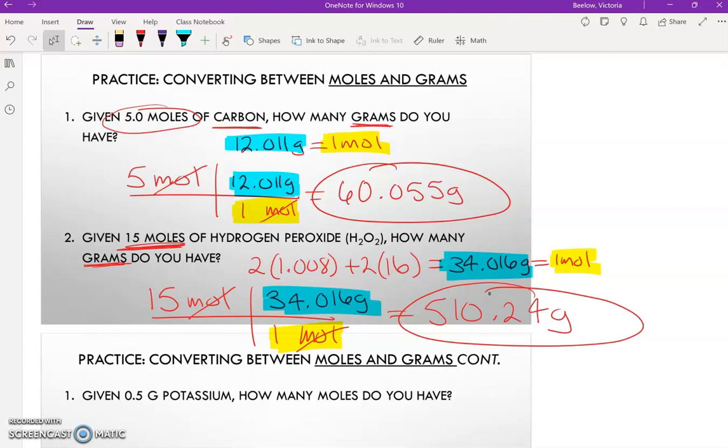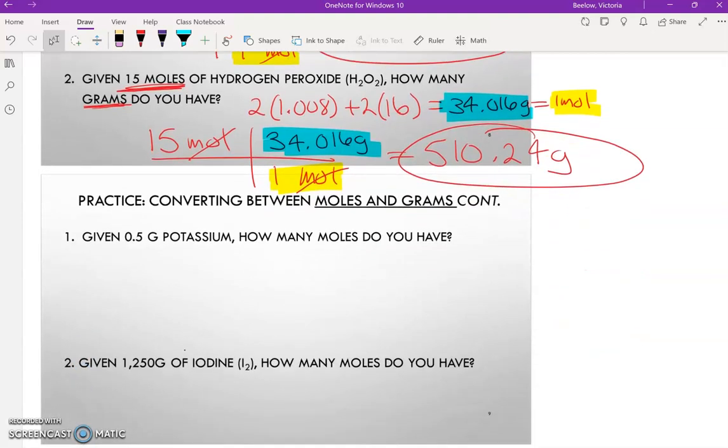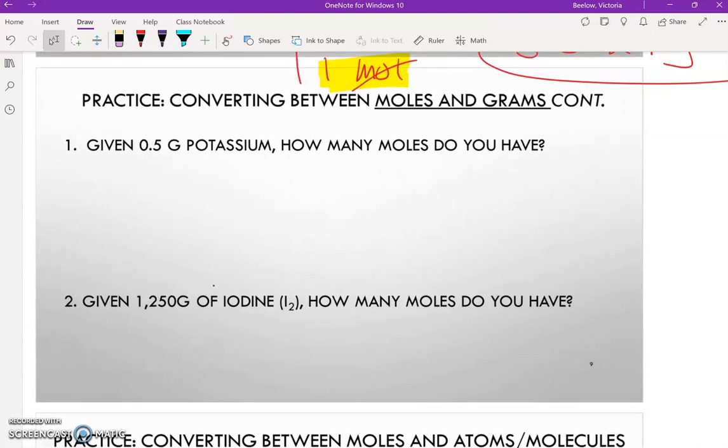Now you're probably thinking, well, of course I could have just multiplied to find the answer. However, I want to use the picket fence method because moving forward, the picket fences will start to get a little bit longer and have a lot more going on. It's much easier to have this foundation of using your picket fences instead of trying to just memorize how to solve for these. So this was starting with moles and then converting into grams. Now we're going to go in the other direction. We're going to start with grams and convert into moles.